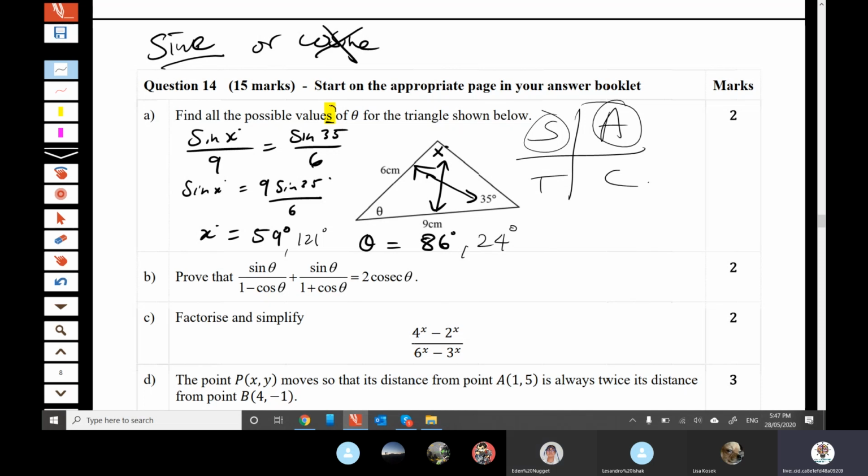The trick to it is obviously knowing that the word values is there for you to do it. Otherwise, it will just say find theta. Find theta. That would have just been 86. Okay.